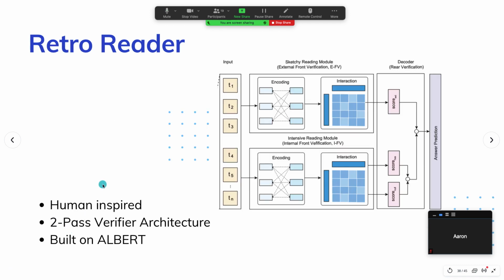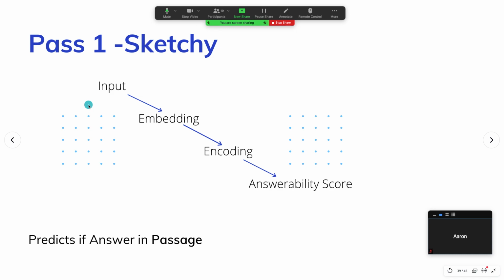Now analyzing Retro-Reader, I read that pretty much right after reading how to read papers, and I was like, this is deja vu, because Retro-Reader actually has a human-inspired two-pass verifier architecture. At the top here, you'll see there's a sketchy reading module, and then a more intensive reading module underneath. So it's a two-pass, exactly how the reading guide suggests. It's built on ALBERT.